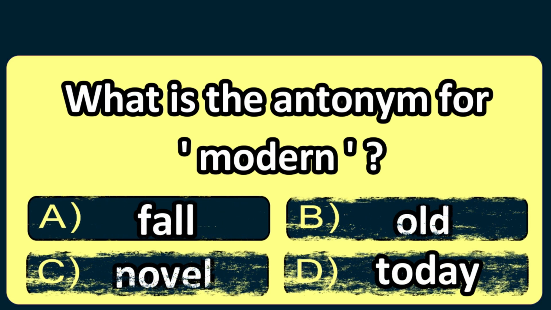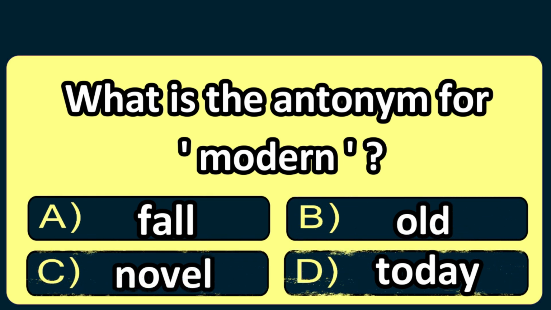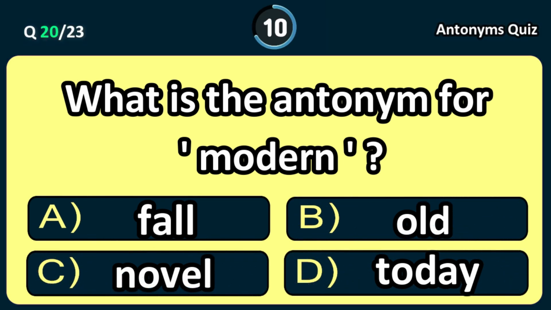20. What is the antonym for modern? A. Fall. B. Old. C. Novel. D. Today.